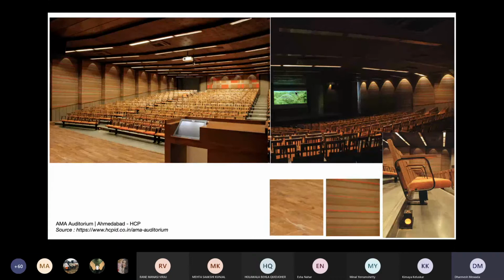This is another example, right here in Ahmedabad. I think Jimmy had already spoken of this in the last presentation. I thought I should include this. This is the auditorium, which is a part of the Ahmedabad Management Association building. I think it is named as JB Auditorium. The structure entirely is designed by Bimal Patel and his firm HCP.